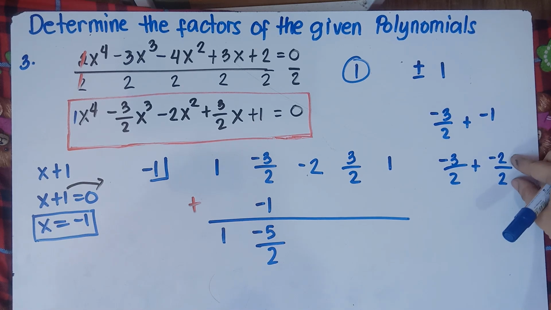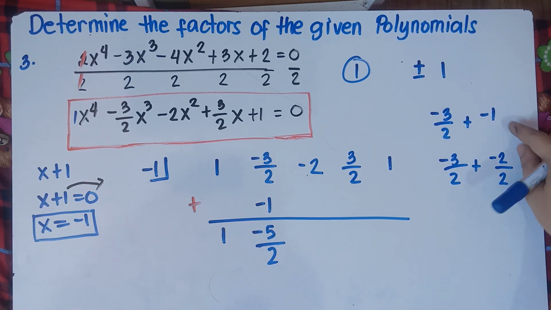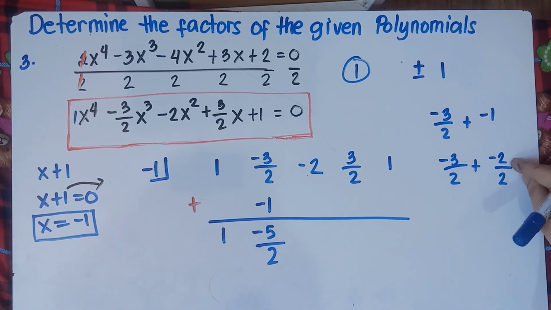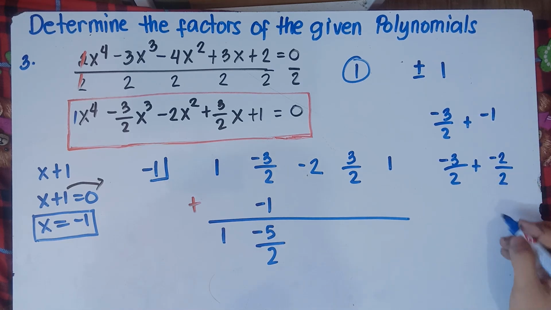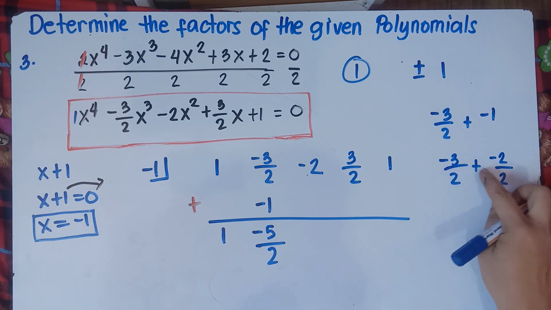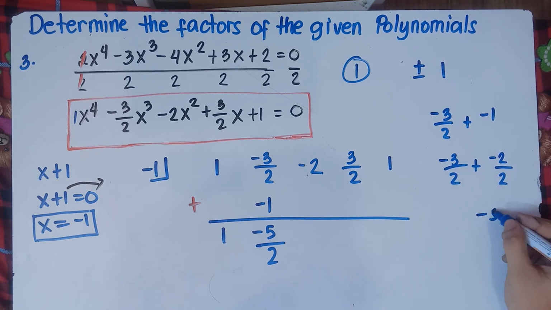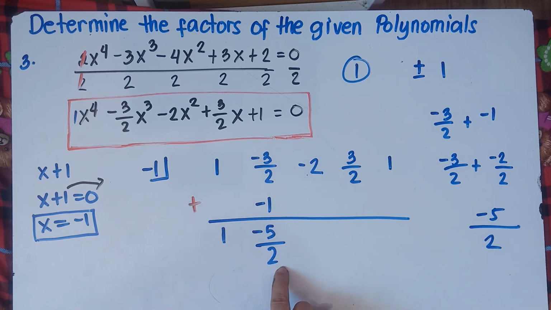So you can do it this way, class, if you're really good at it. This negative 1, you can write as negative 2 over 2. Simply copy the denominator. And then you can get the same answer, class. Negative 3 plus negative 2, that's negative 5. Then copy the denominator 2. Same answer, class. Negative 5 over 2.